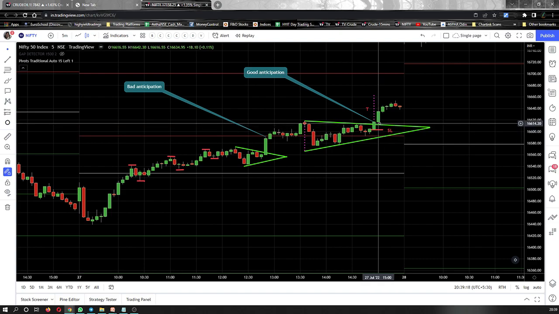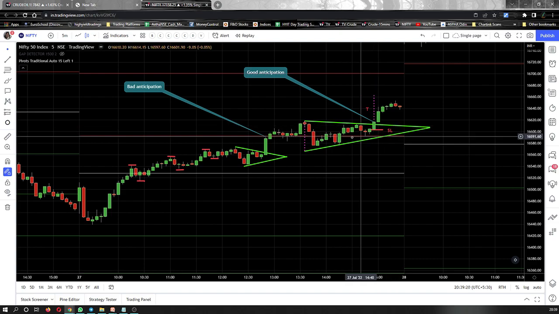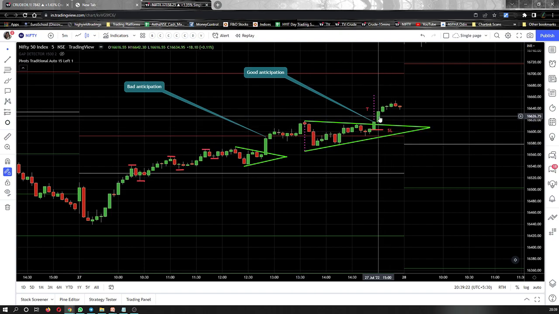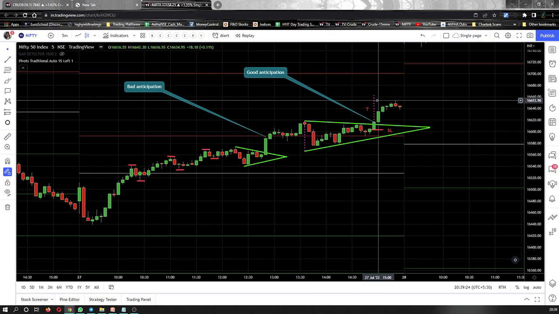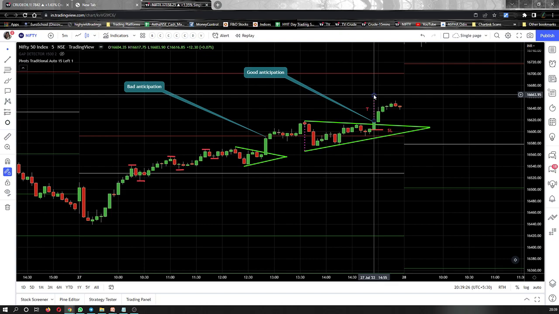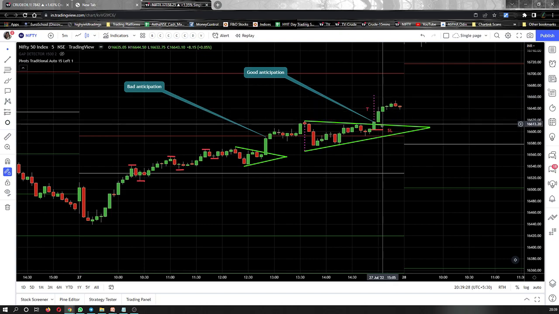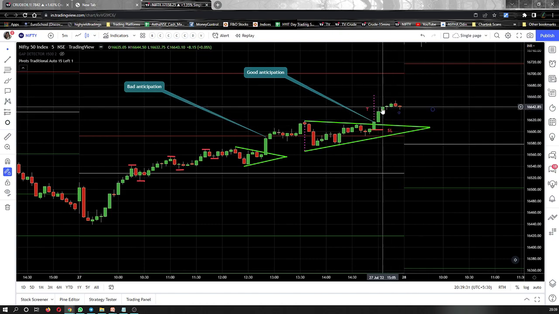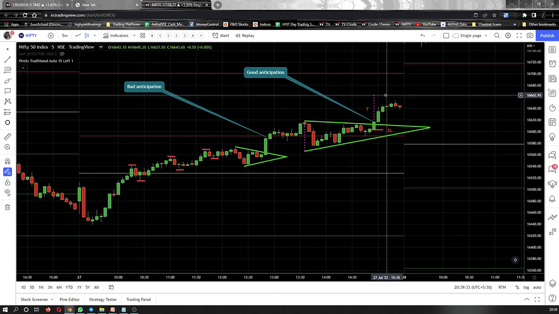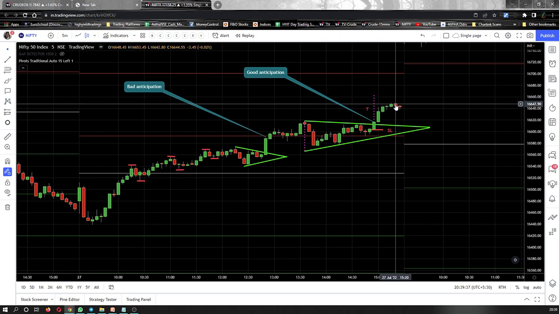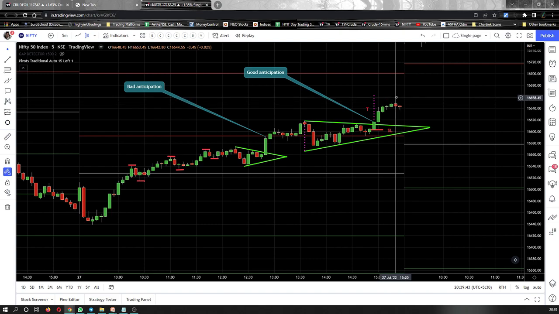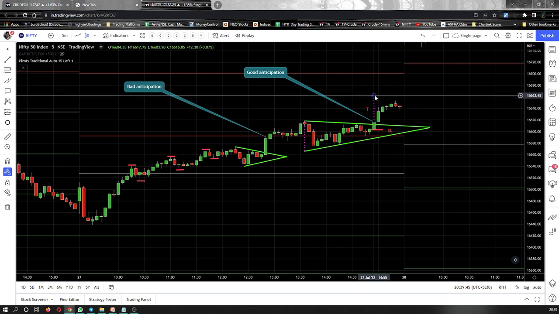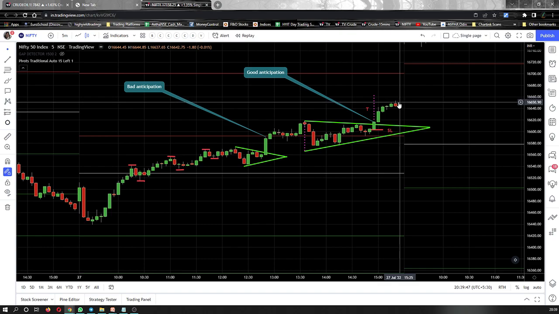Is it always that if the size of the pattern is 10 rupees, you will always be able to catch a profit of 10 rupees? Obviously, the answer is no. As you can see here in this example also, the target is around 16,662, but the high that was made was around 16,653. So there is a difference between the theoretical concept and what happens in reality.